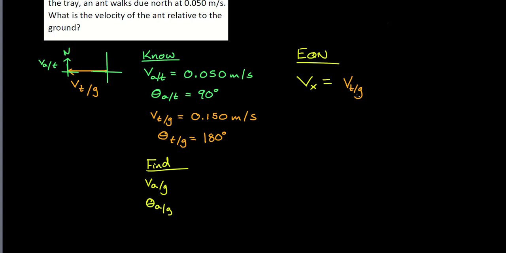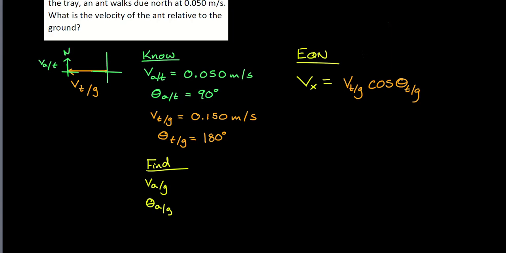Is x cosine or is x sine? It's cosine, right? So check it out. And I'm color coding, I think. Here's the velocity of the tray relative to the ground. And if I'm looking for the x, it's going to be the cosine of theta of the tray relative to the ground. They match. I'm just using everything relative to the ground, that first little relative piece.